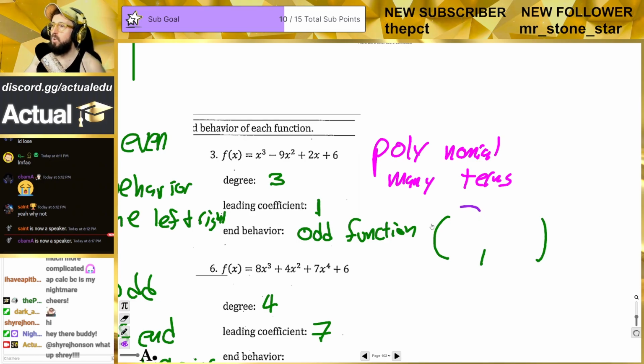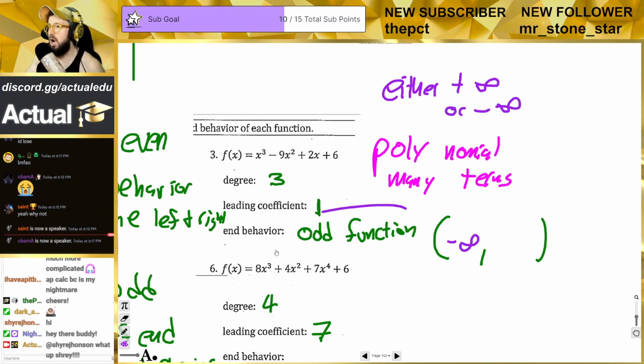So what's the left behavior and the right behavior for this function? Would the left one be 3? No. Remember, your behavior is either positive or negative infinity. Those are the choices you get. So it's either positive infinity or negative. Good. It's negative, right? And then because it's odd, what does that mean about the right behavior? Positive. Good. Positive infinity.